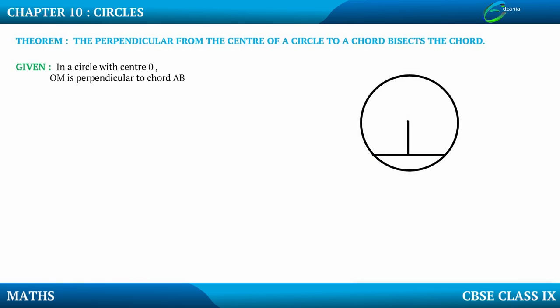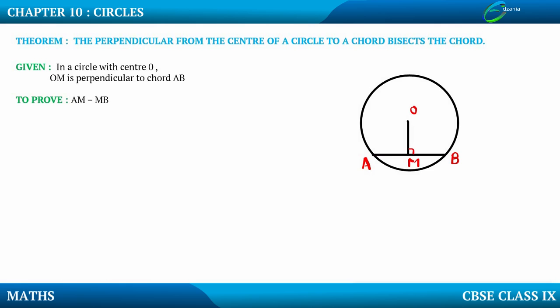So let us see now. We are given a circle with center O, and OM is perpendicular to chord AB. So let us name the chord and center of the circle now. Point O is the center of the circle and AB is the chord, and OM from O to M is a perpendicular drawn, that is, this angle over here is 90 degrees. Now we are supposed to prove that AM is equal to MB, that is, it bisects the chord. So we are supposed to prove that this part AM is equal to this part MB.